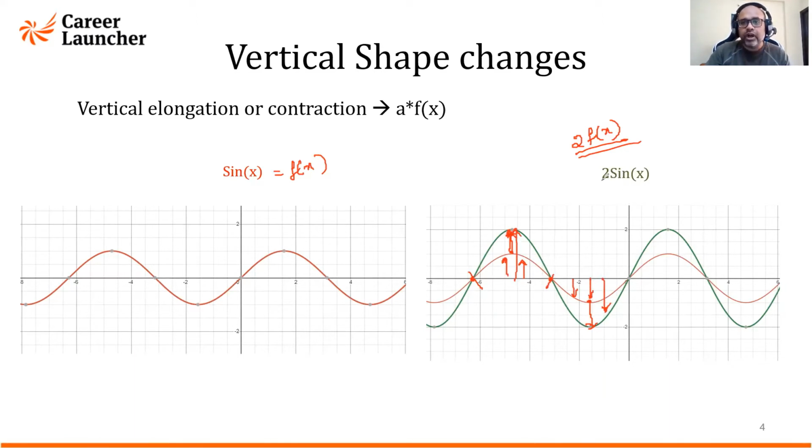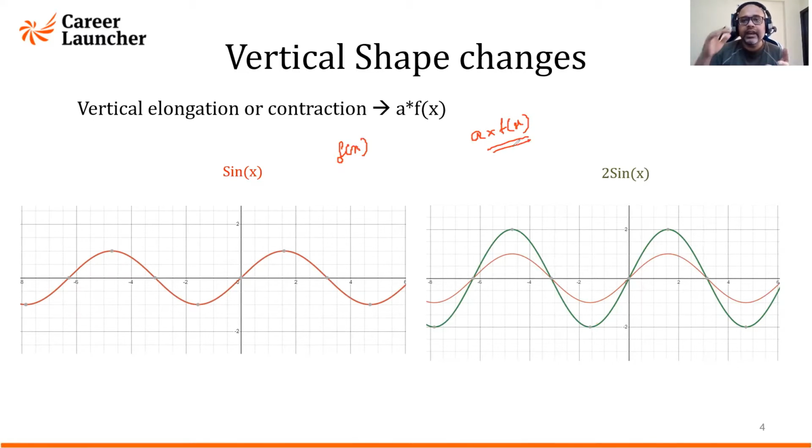So the takeaway from our graph analysis here is that when you have an f of x and you want to find a times f of x, then this will be a vertical elongation. Keep in mind, a is greater than 1. So it will be a vertical elongation. Horizontally, it will remain the same. You can see the roots of sin x are not changing. They are the same. So it is not going wide. It's just that it is becoming taller. Taller means not just upwards, both positive and negative side taller.